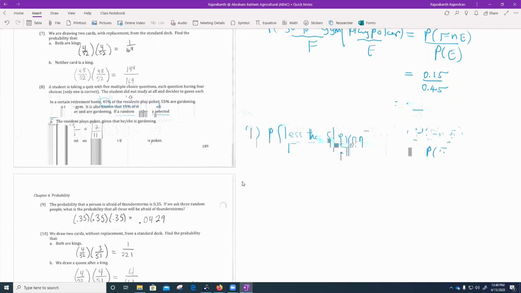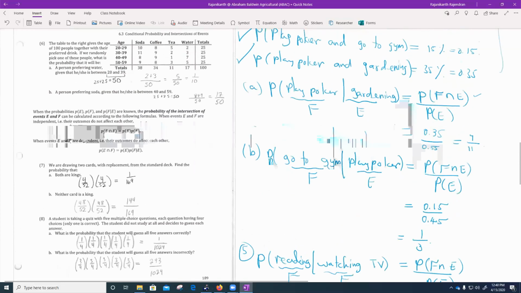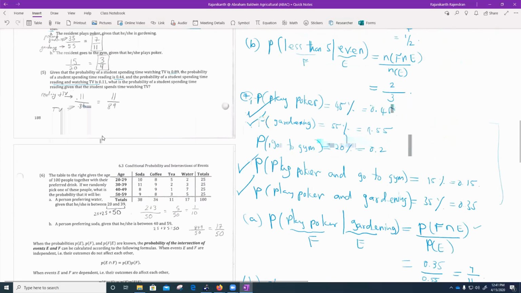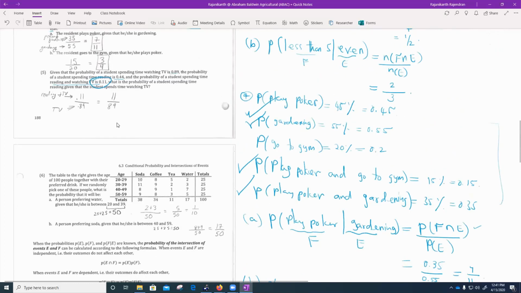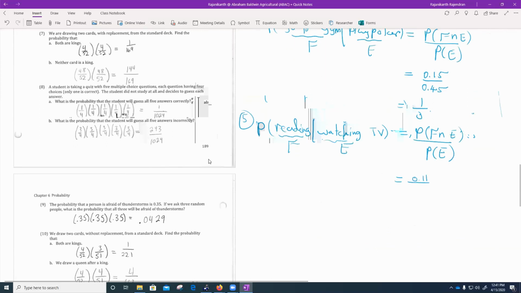Okay. So the probability of F and E, the probability of reading and watching, so doing two things, right? What is that probability? The probability of reading and watching TV is 0.11, over the probability of event E, watching TV. Do you know that? Yes, it is 0.89.